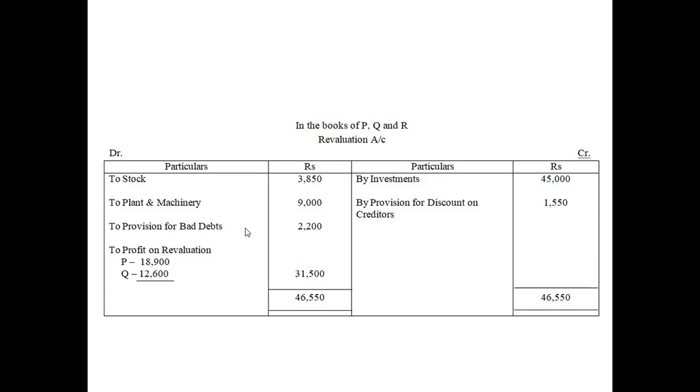That is why it will be in the debit column. Okay. Now after that, you can see that there is one more provision that is created for the discounting of creditors. Okay, so the amount of creditors here is 31,000. So its 5% will be 1,550.